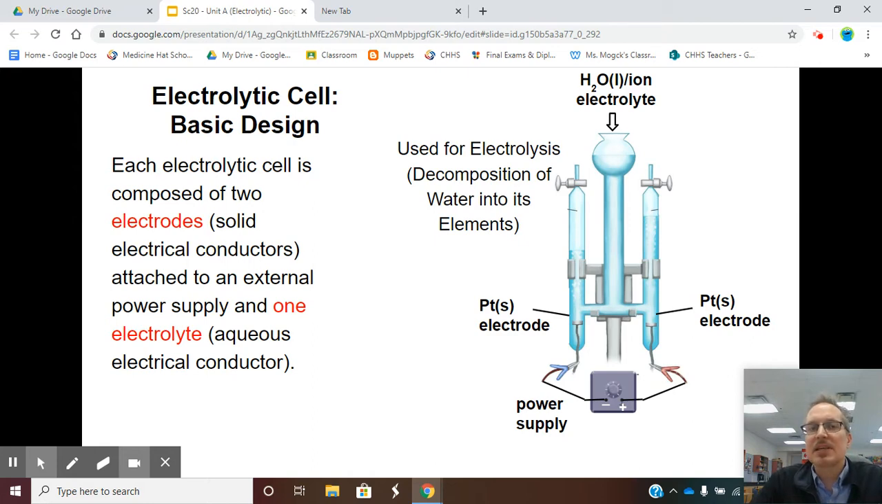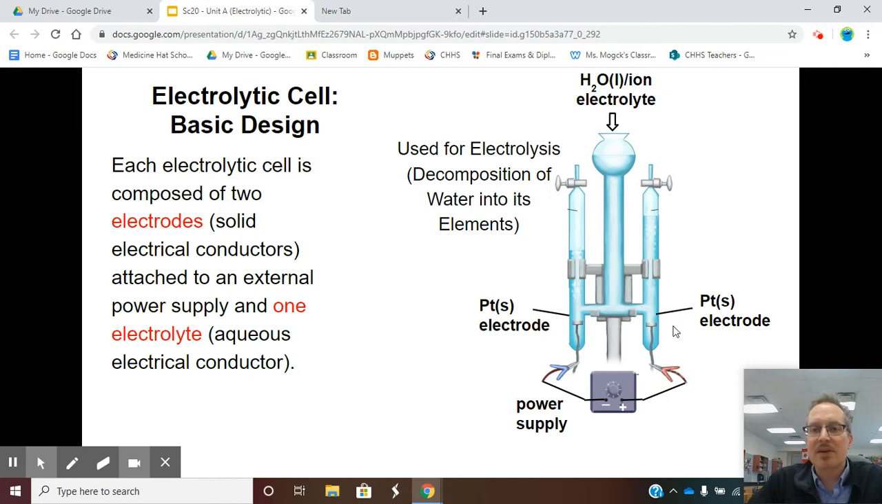Now, the difference in an electrolytic cell is there's only one electrolyte. There's one solution. So we put some sort of ion water solution in the top, and when we pour it in, this solution travels and fills up all of this container, including covering the electrodes. So it's one solution, two electrodes, compared to two solutions, two electrodes that we had in the voltaic cell.